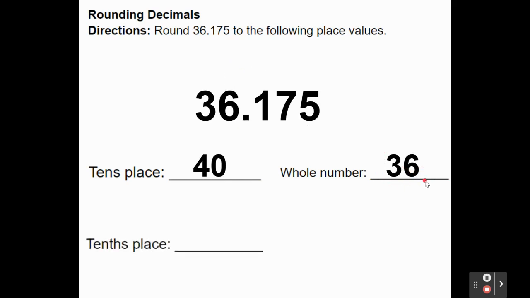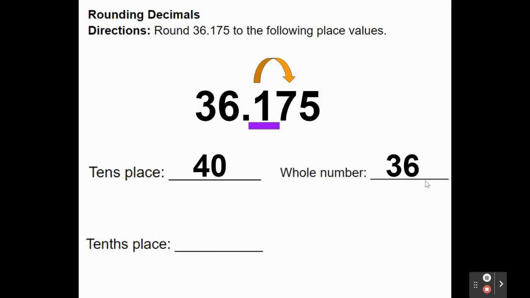Let's round to the tenths place now. We're going to underline the digit in the tenths place, which is the 1. Let's look to the right of the digit, which would be the 7 in the hundredths place. That 7 in the hundredths place makes our number round up to the next tenth, which would be 2 tenths.